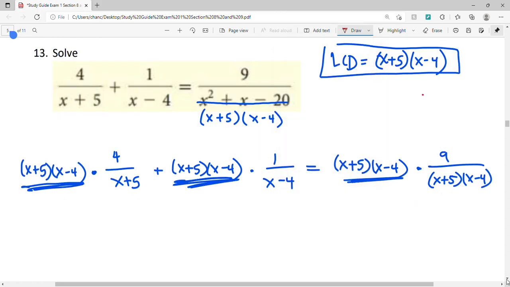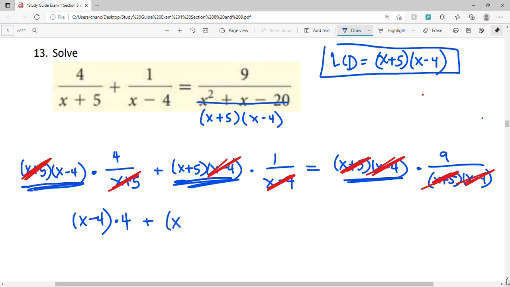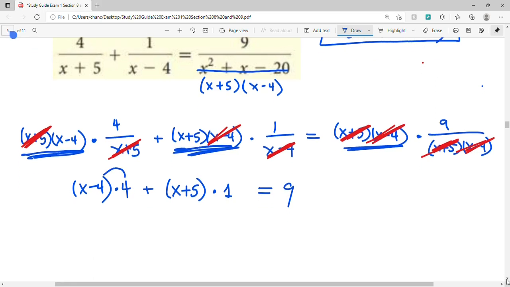And as you can see, x plus 5 is going to divide out. x minus 4 and x minus 4 is going to divide out. And each one of these will divide out on the right. And so we have x minus 4 times 4 left, plus x plus 5 times 1 left, and that's equal to 9. We can distribute the 4 now. So this is 4x minus 16, plus we can distribute the 1, which just gives us back x plus 5 equals 9.